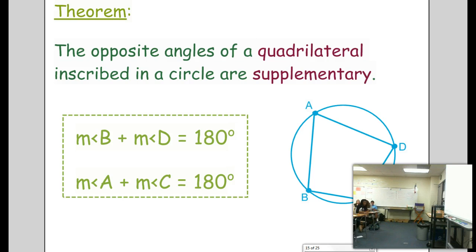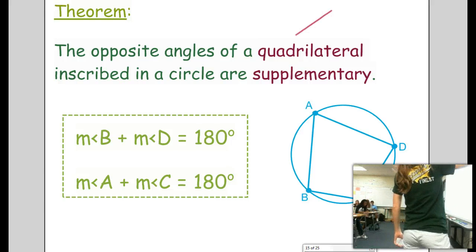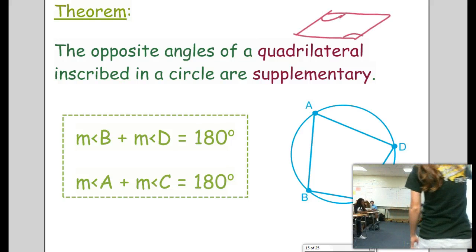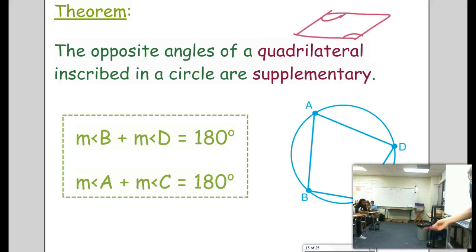We are not used to this. We are used to opposite angles being congruent. In a parallelogram, opposite angles were congruent, not supplementary. So this is different, and I need y'all to make sure you understand. In parallelograms, opposite angles were congruent, but that is not a parallelogram. That's just an irregular quadrilateral.